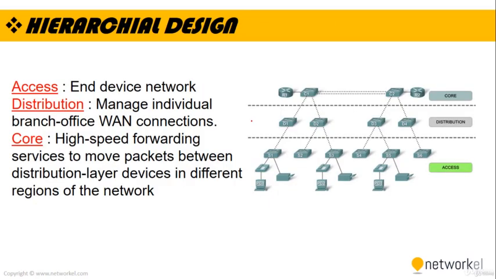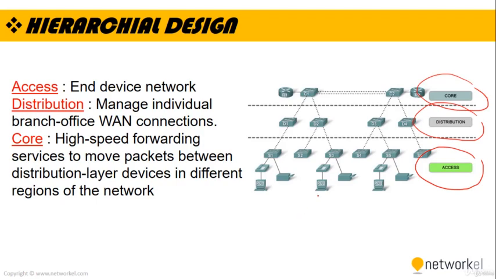For easy management and troubleshooting and efficient use of resources, we should use a hierarchical design on our network. This design consists of 3 levels, and they are the access layer, the distribution layer, and the core layer.